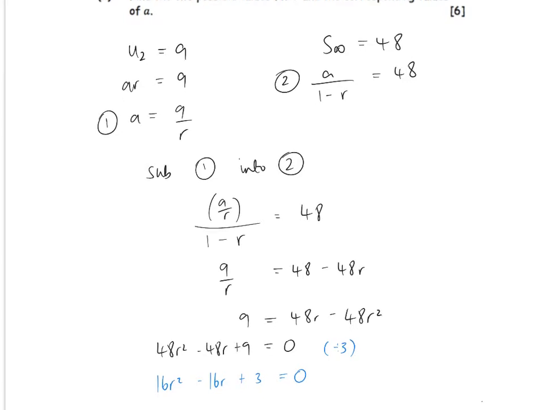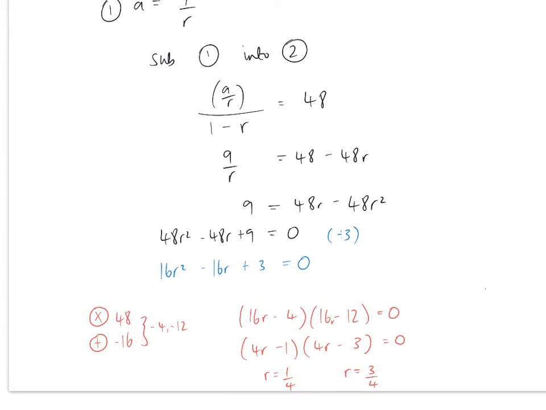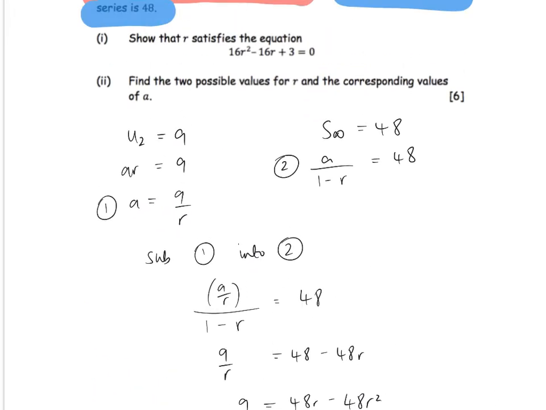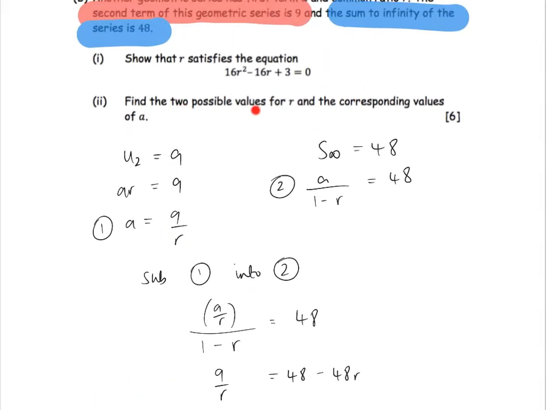To then go and solve what it wanted, I factorised, and I did 16 times 3 to get 48. They must add to minus 16. Pair of numbers to do that, minus 4 and minus 12. Again, drop the r squared there to just an r, and then put in a minus 4 and a minus 12, cancel down, and found r was a quarter or r was 3/4. Because it's a sum to infinity, r can actually be either of those values, and it sort of gave you that hint in the question because it said find 2 possible values for r and the corresponding values for a.